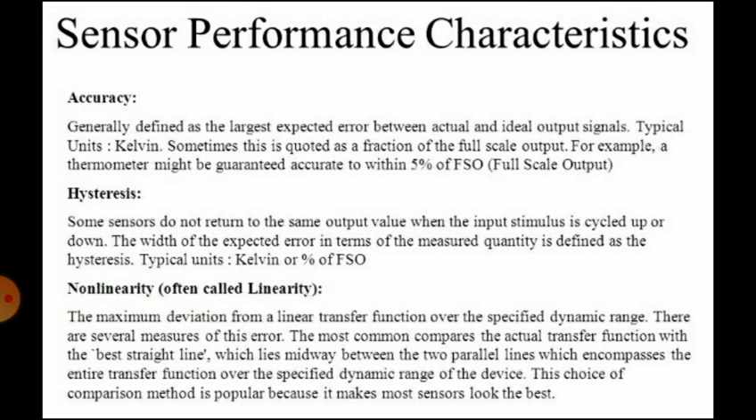Then accuracy. It is defined as the largest expected error between the actual and ideal output signals. Then hysteresis. Some sensors do not return to the same output value when the input stimulus is cycled up or down. So the width of the expected error in terms of the measured quantity is defined as the hysteresis.